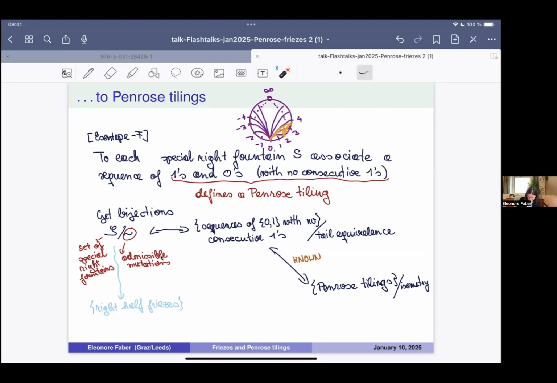And so here, this is not a bijection, because this sequence of ones and zeros only tells you where the arcs in the fountain are, and there can be stuff in between. So this part is not a bijection, but we do get friezes from Penrose tilings. And I think that is all I wanted to say.